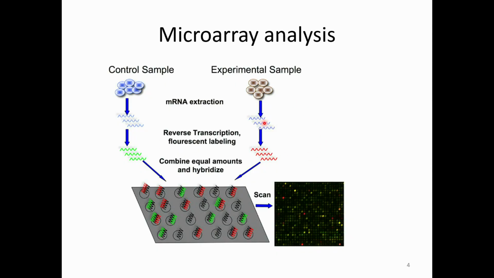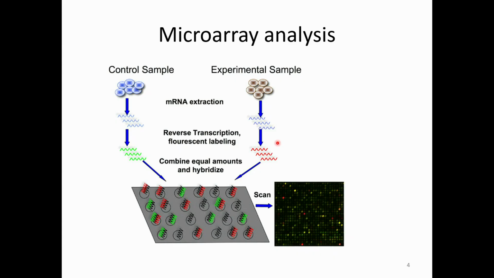The experimental sample, we do the same thing, except that we label all that material with a red fluorescent dye. So this pool of green mRNAs turned into cDNAs corresponds to all the gene expression in the control cells, and the red labeled material in the form of nucleic acids corresponds to the mRNA content of these cells after treatment with a drug.